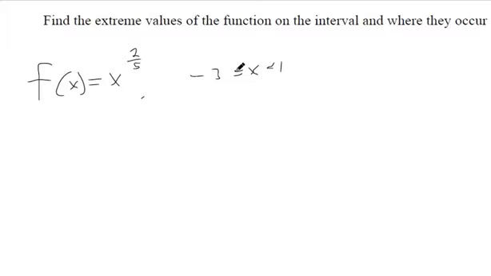So extreme values occur at critical points or at the endpoints of a given interval. Critical points happen where the derivative equals 0 or where the derivative fails to exist. So we'll take a derivative like we usually do. The 2 fifths comes down, and then 2 fifths subtracted by 1. That's negative 3 fifths.